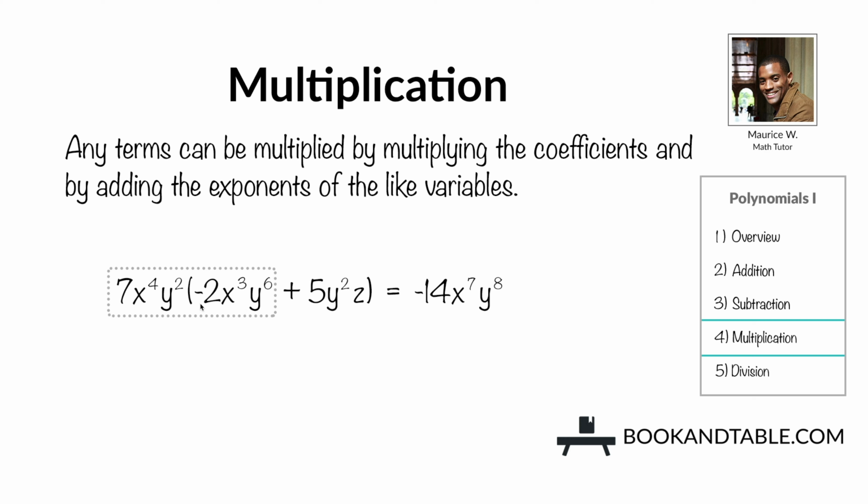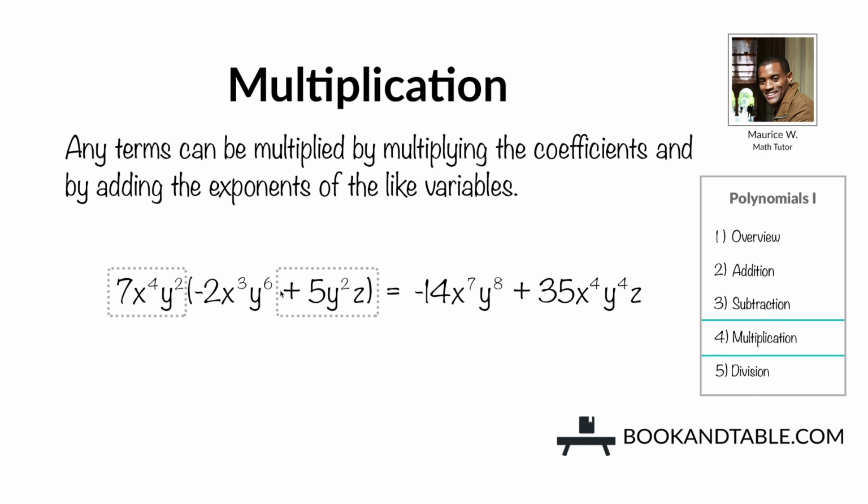us 7 times negative 2, which is negative 14. X to the 4th times x to the 3rd is equal to x to the 4 plus 3, which gives us x to the 7th. And y to the 2nd times y to the 6th equals y to the 2 plus 6, which is y to the 8th. And now you'll want to distribute the term on the outside to the second term on the inside, giving you 7 times 5, which is 35.